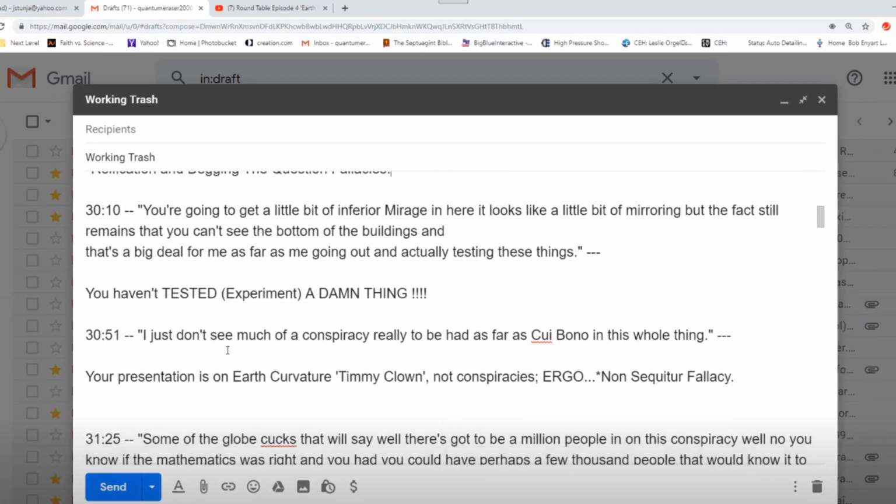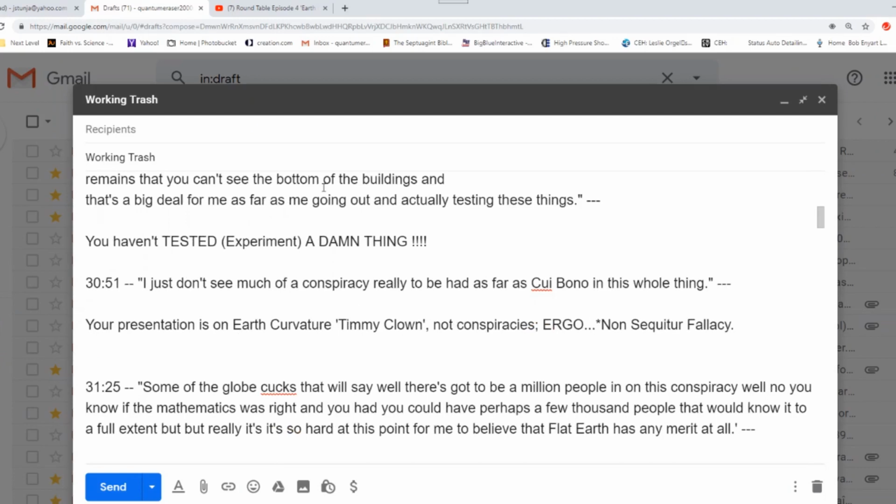Okay. 3010. You're going to get a little bit of inferior mirage in here. In here, it looks like a little bit of mirroring, but the fact still remains that you can't see the bottom of the buildings. And that's a big deal for me as far as me going out and actually testing these things. Well, you haven't tested a damn thing. You just looked at it and declared it. Duh. Same old stuff.